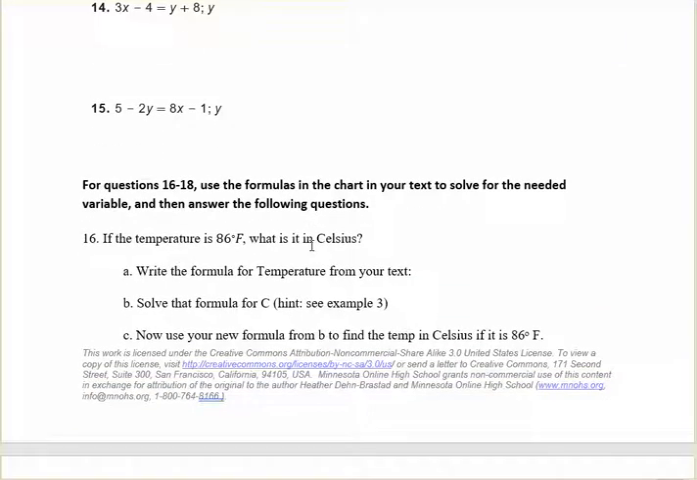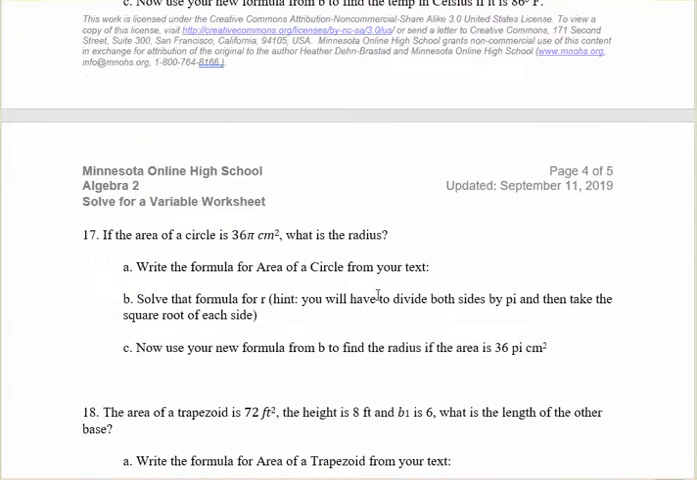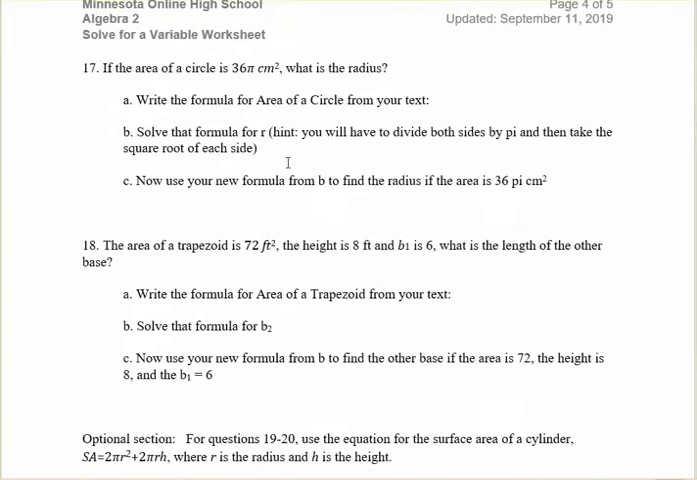The ones that I wanted to discuss a little bit more were the ones towards the end, which are 16, 17, and 18, where you have to take a formula, solve it for a particular variable, and then answer a question using your new formula. Number 16 is very close to one that's already in your section. So I'm going to look at either 17 or 18. Let's do number 17 because it involves a square root.